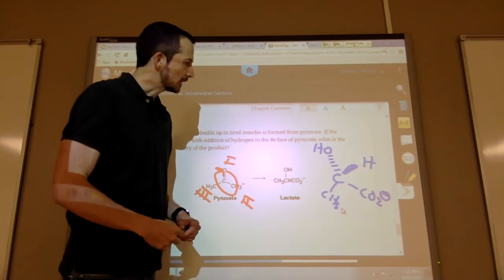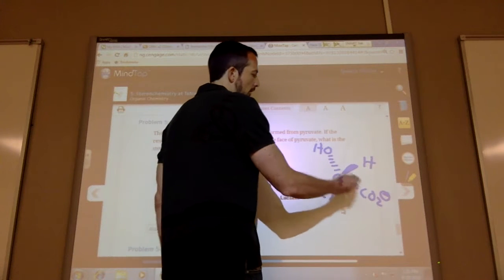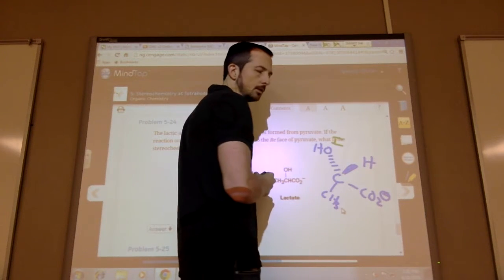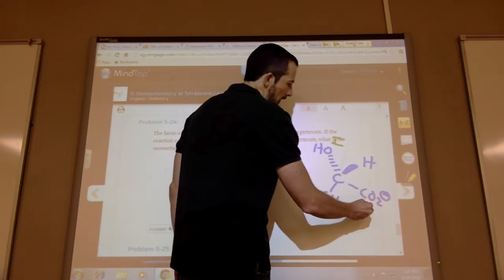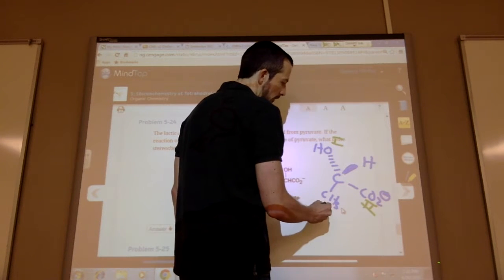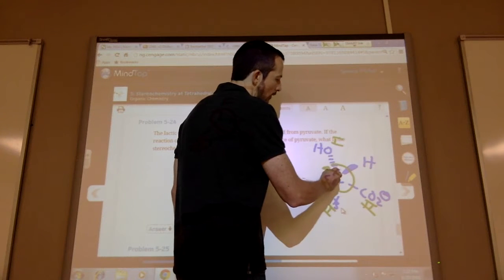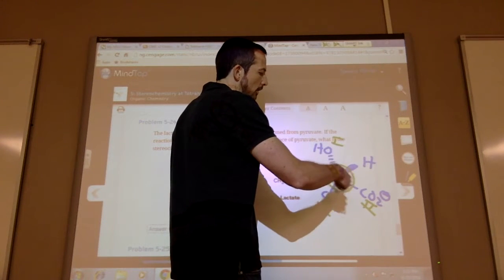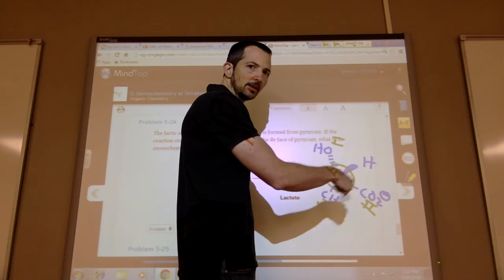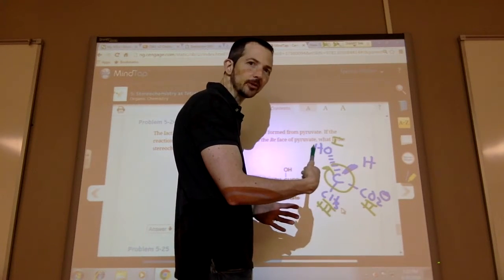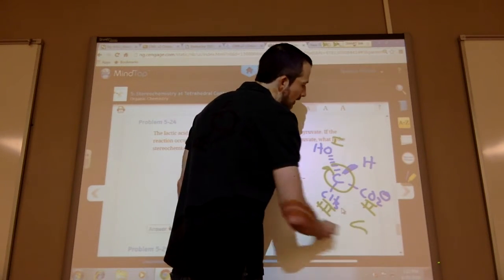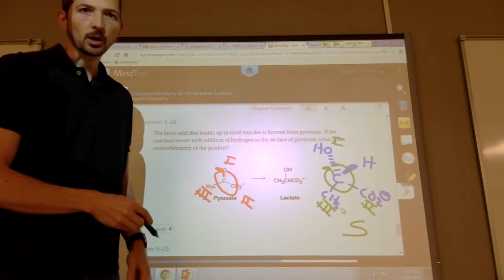So let's determine the stereochemistry of this one. Highest priority is the OH group. Next one will be the CO2 minus, then my CH3. So 1 to 2 to 3 is clockwise, but my H is coming out, so that's the opposite. So that would be an S product.